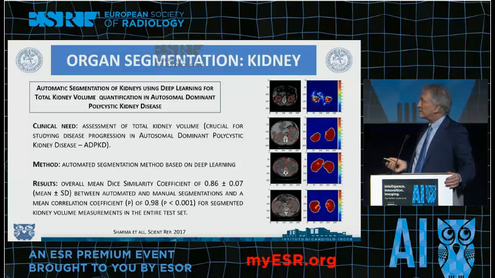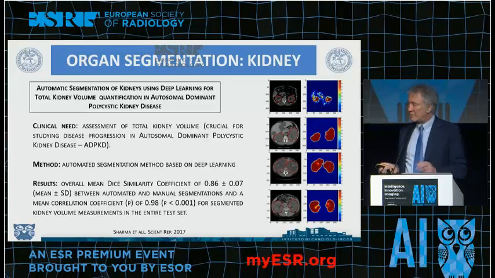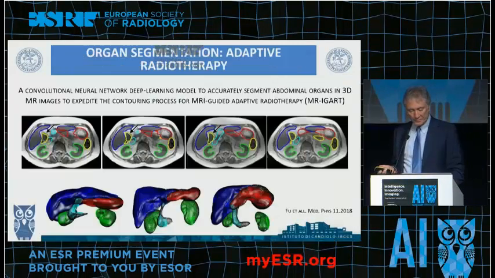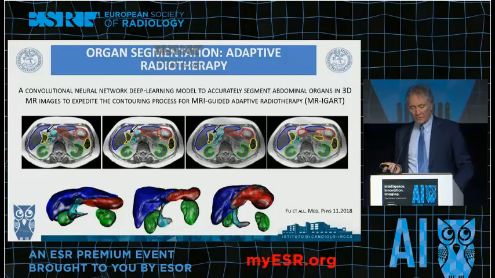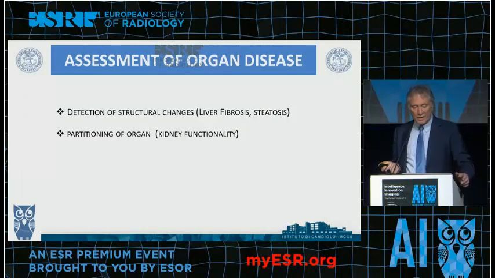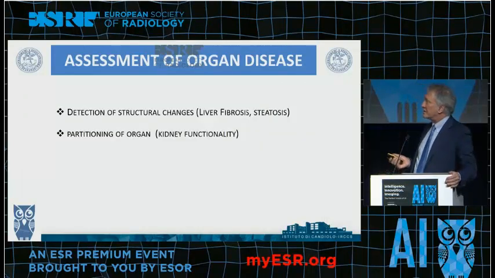And again, here is, for example, a study measuring kidney volume in patients with polycystic kidney, and measuring the evolution of the volume, the growth of the volume with time. So you can get an idea of when, for example, these patients should undergo surgery. And again, you can also segment all the organs, and this is an example, and this is important especially for MRI-guided adapted radiotherapy.